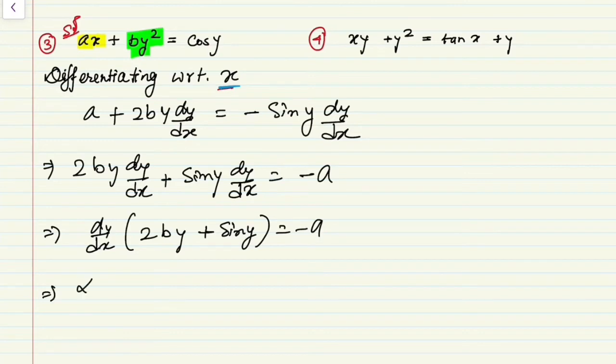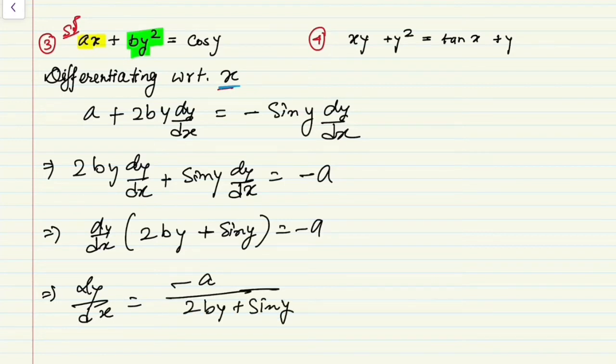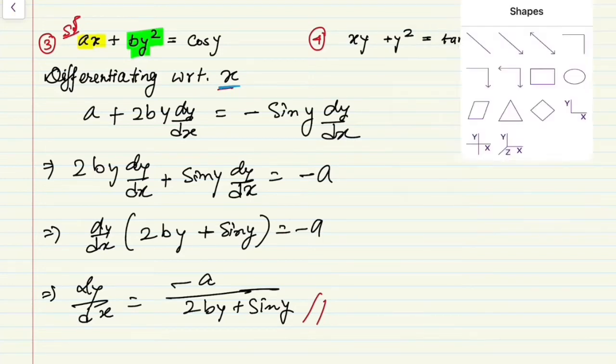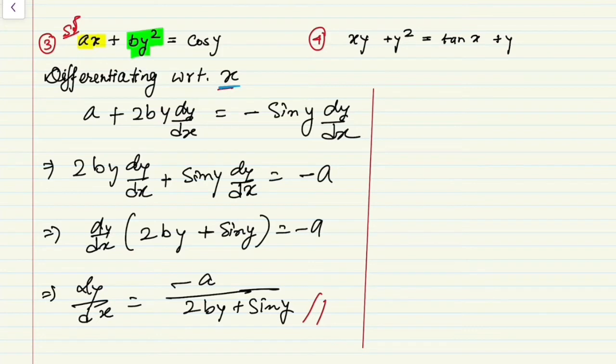So the required derivative is minus a divided by (2by plus sin y). So this is our answer. So that's how we can solve question number 3. Now let me show you how to solve question number 4. So here the solution. Let me write the solution here.